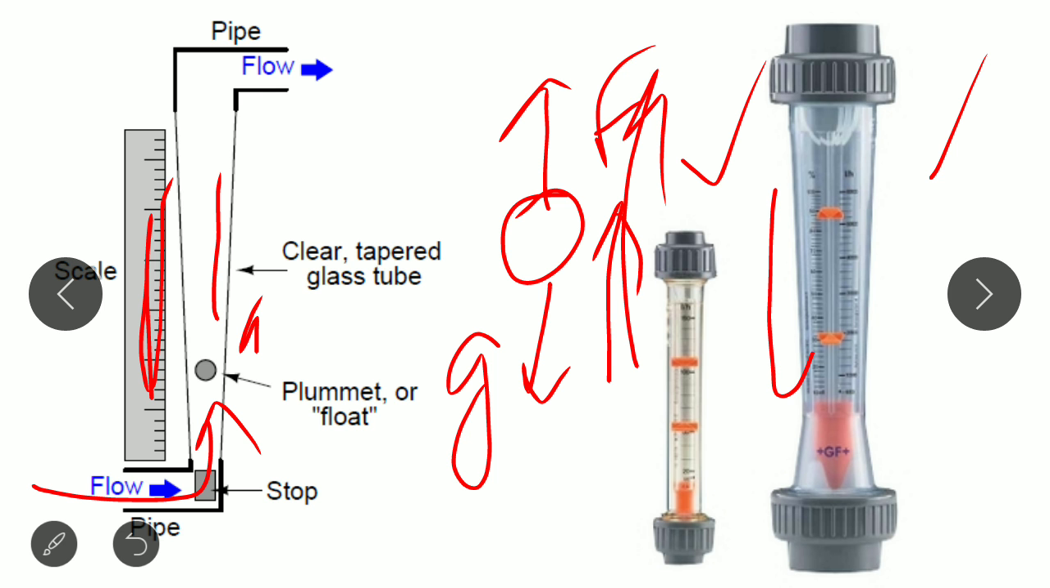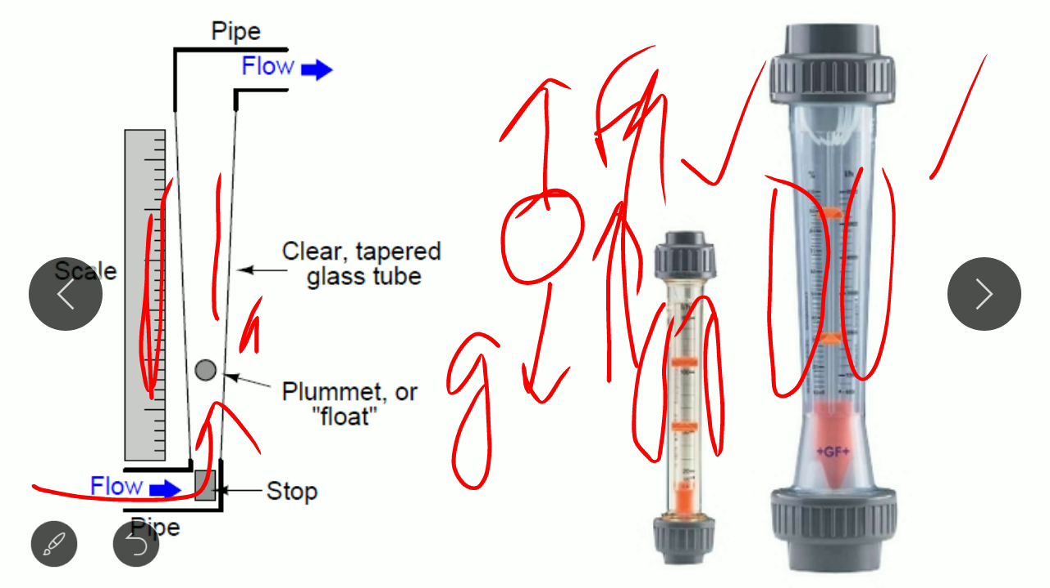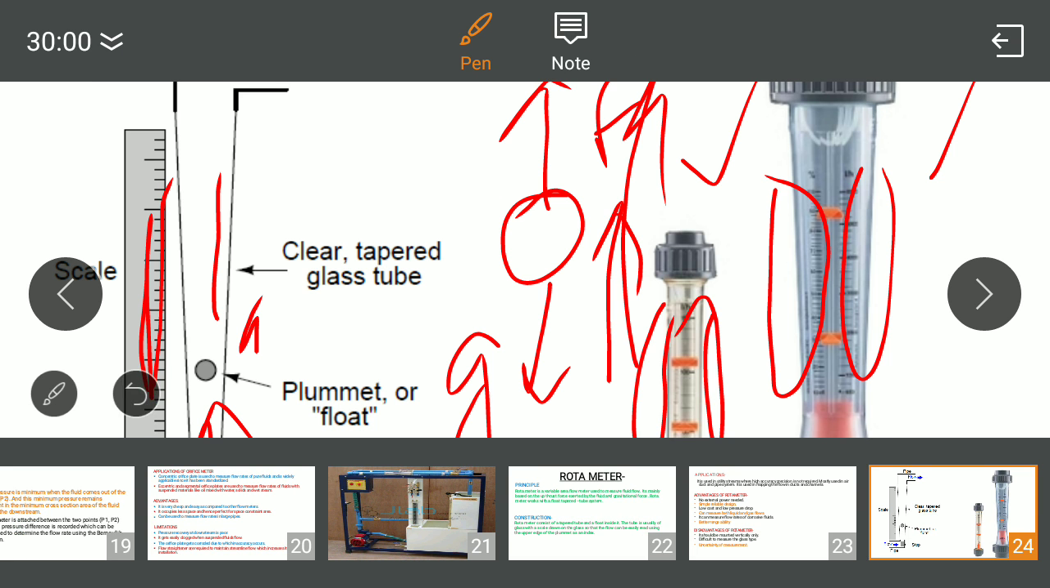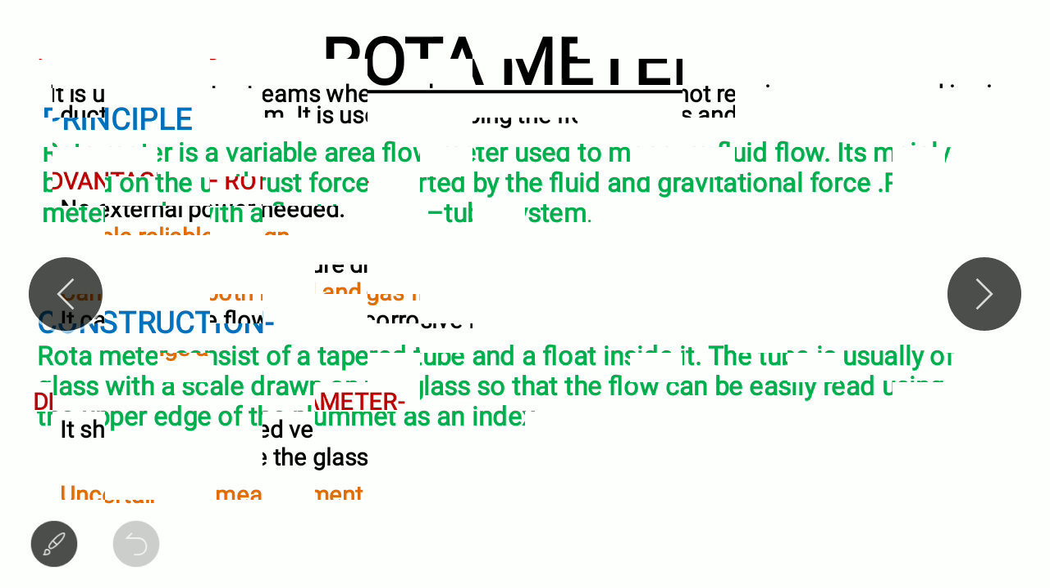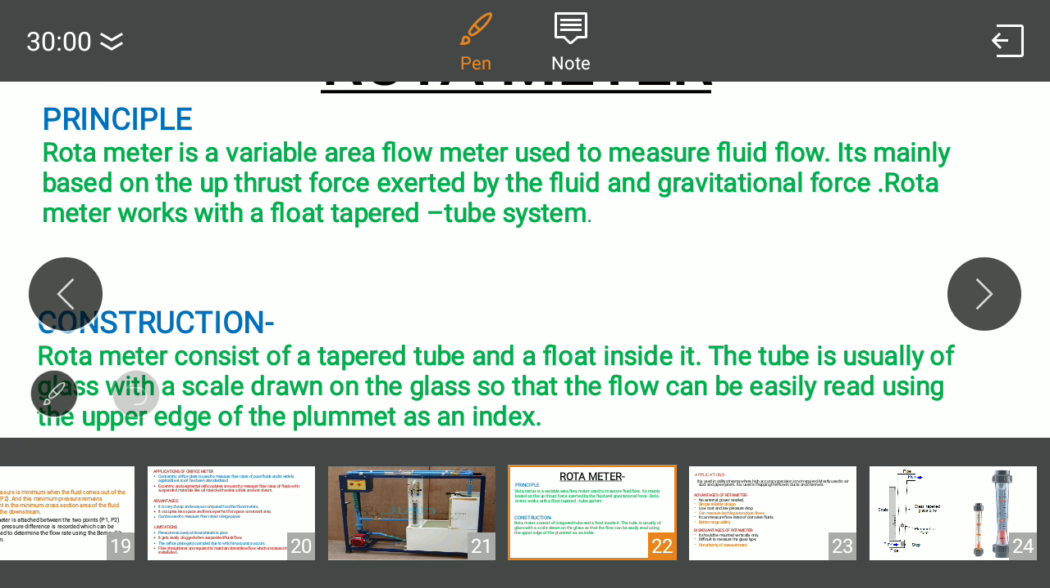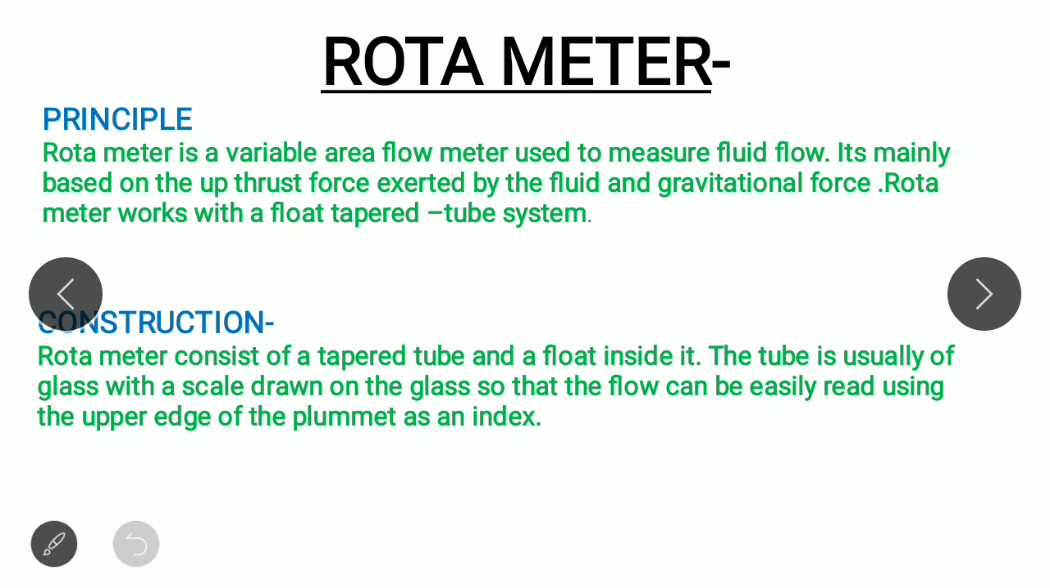See here, the scales are there, left and right side, in the different rotameters, and this will be used for determining the rate of fluid. So let's discuss them one by one. Rotameter principle. The rotameter is a variable area flow meter which is used to measure the fluid flow, right? It is mainly based on the upthrust force exerted by the fluid and gravitational force.